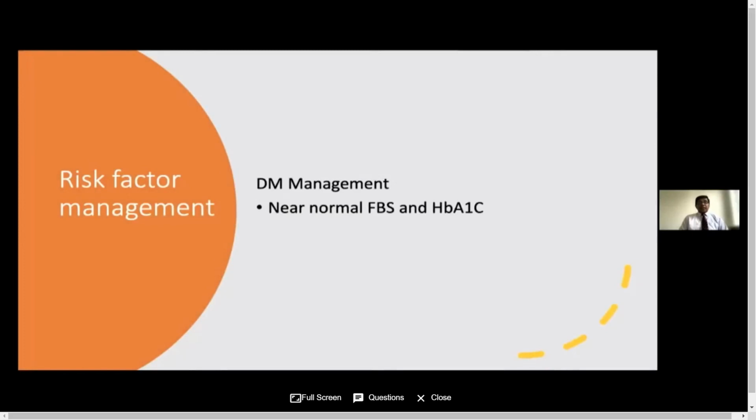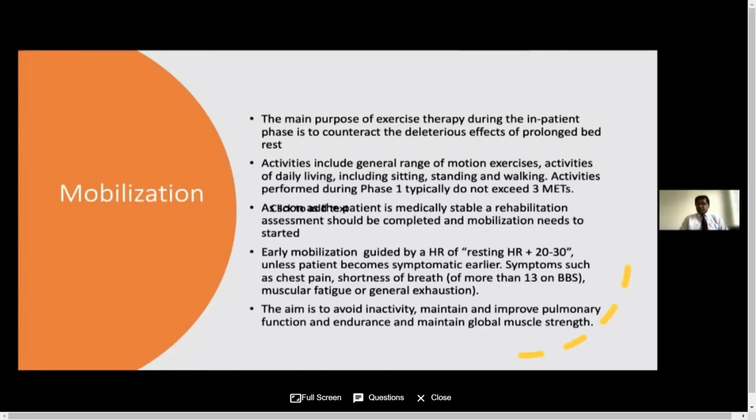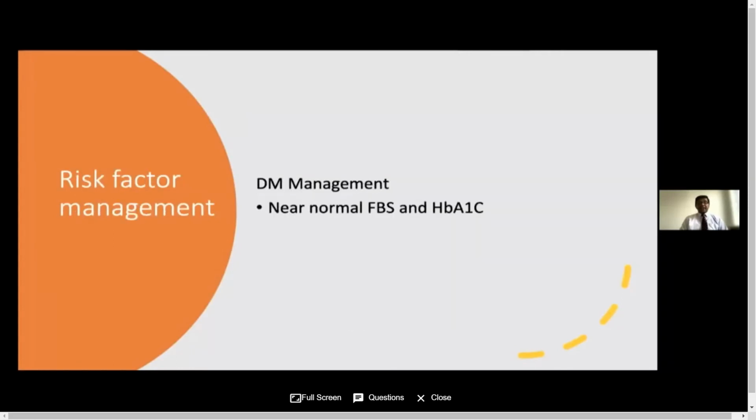Near-normal fasting blood sugar and HbA1c need to be achieved with medication for diabetic patients. For obese patients, we have to advise regular exercise and a diet plan. You have to give a diet plan. A dietitian will assist with this to reduce their weight.